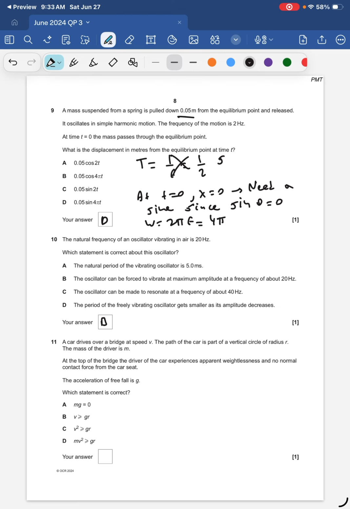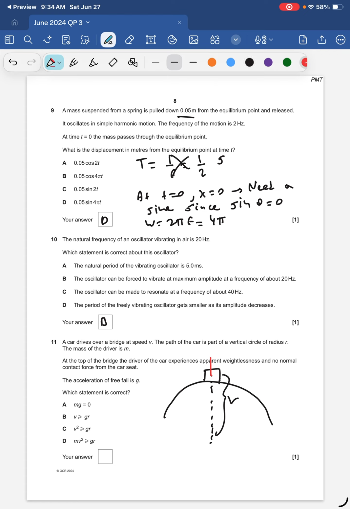11. A car drives over a bridge at speed v. The path of the car is part of a vertical circle of radius r. The mass of the driver is m. At the top of the bridge, the driver of the car experiences apparent weightlessness and no normal contact force from the car seat. The acceleration of free fall is g. Which statement is correct? So the situation is like this. Okay, it's exaggerated, but let's assume that we have a car at the top of this bridge and we have a radius r, right?